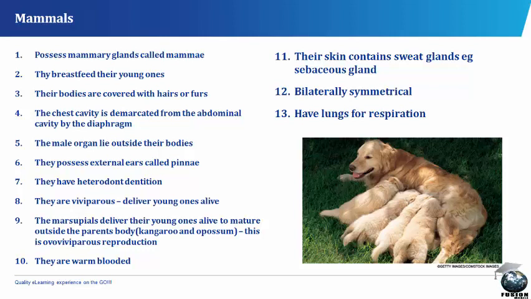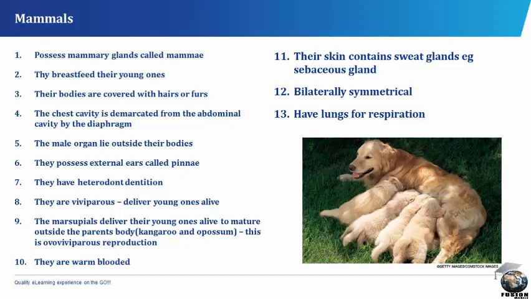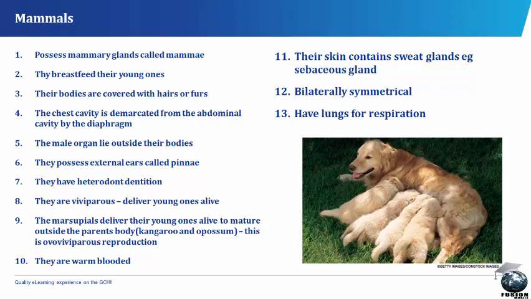They have heterodont dentition. They are viviparous, that is, they deliver their young ones alive. The marsupials deliver their young ones alive to mature outside the parent's body. Example, the kangaroo and the opossum. This is ovoviviparous reproduction. They are warm-blooded. Their skin contains sweat glands. Example, the sebaceous gland. They are bilaterally symmetrical. They have lungs for respiration.